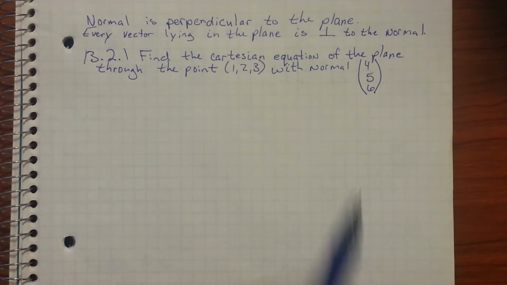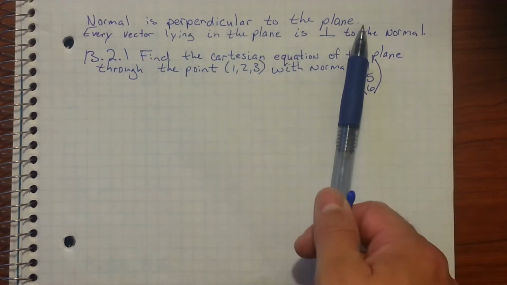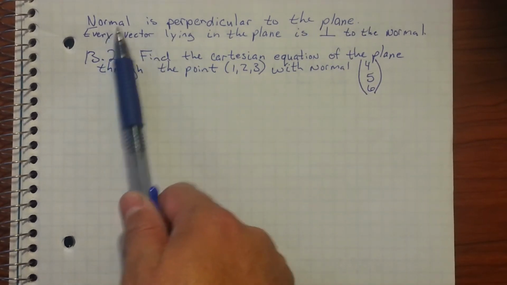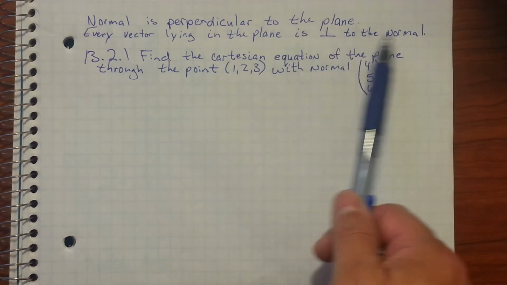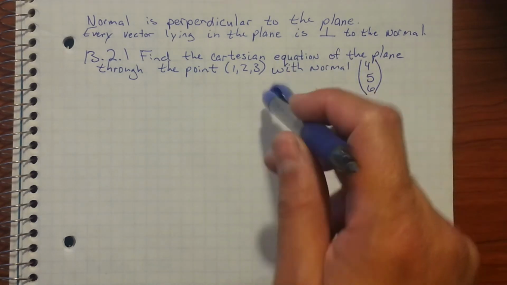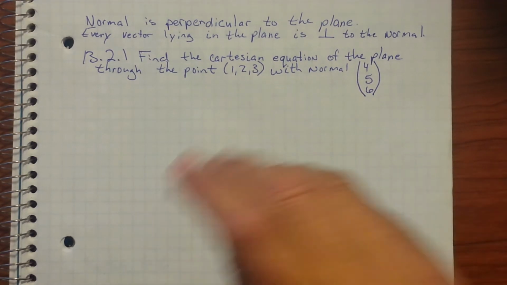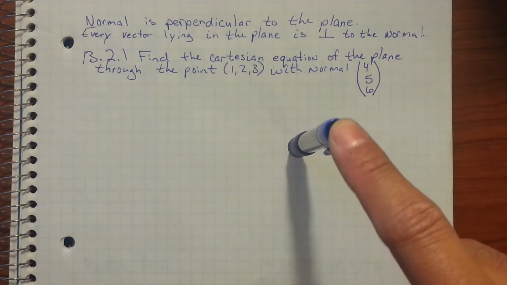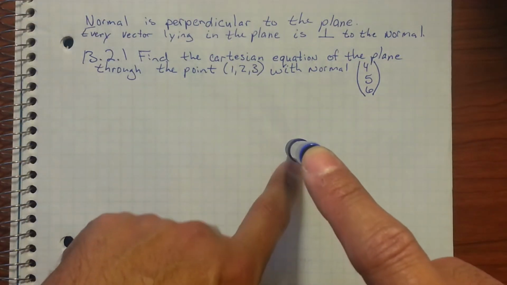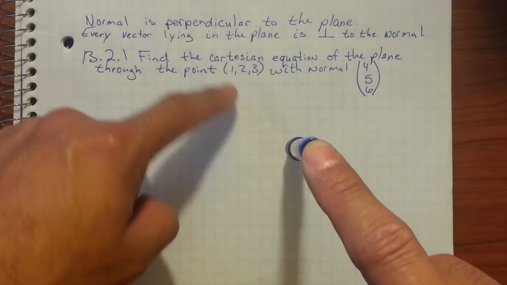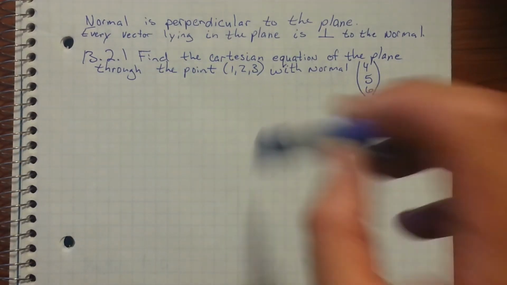13.2.1. I have to pay attention to what I have up here first. The normal is perpendicular to the plane. Whenever I state that, it's always perpendicular to the plane, and every vector lying in the plane is perpendicular to that normal. Let's say, for instance, this is my pen. This is going to be perpendicular to my plane, which is my paper. Any direction going off of this is going to be perpendicular, because it's going to form 90 degrees with the pen. So that's what that means.